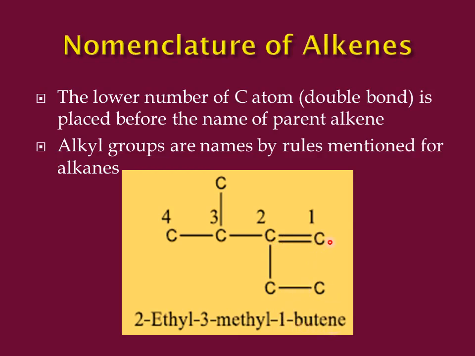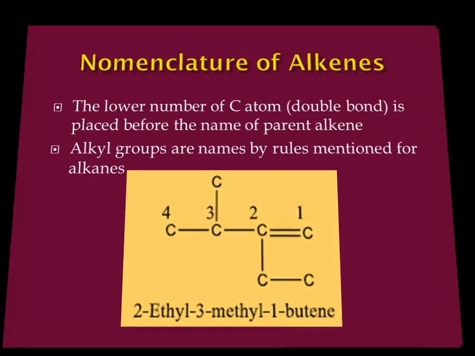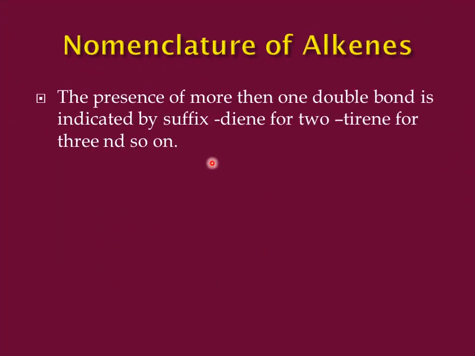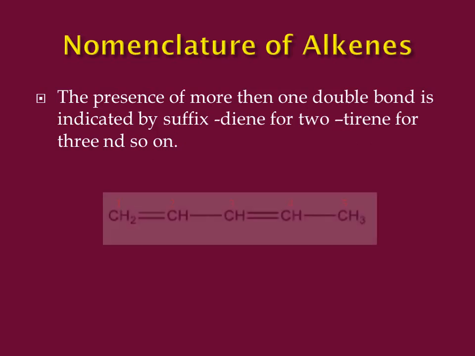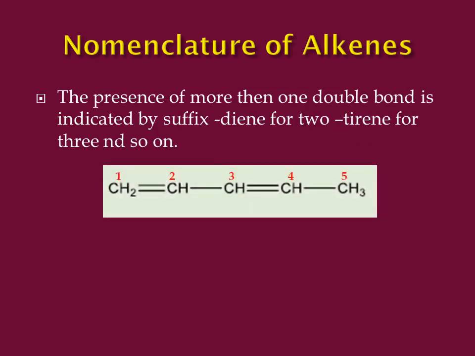Next rule says that if there is more than one double bond, you can have a chain containing more than one double bonds, then you have to indicate it by suffix diene, or triene for 3 double bonds, and so on. For example, we are having 2 double bonds in this pentane chain, one between carbon number 1 and 2 and the other between carbon number 3 and carbon number 4. The name of this alkene is going to be 1,3-pentadiene. Di is the suffix that we are going to add and ene for alkene.